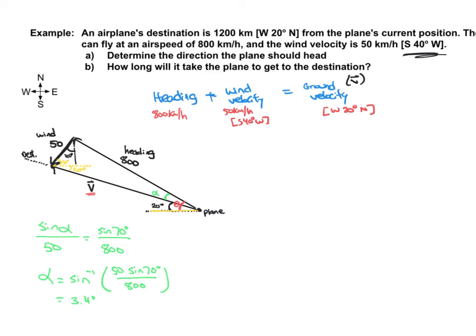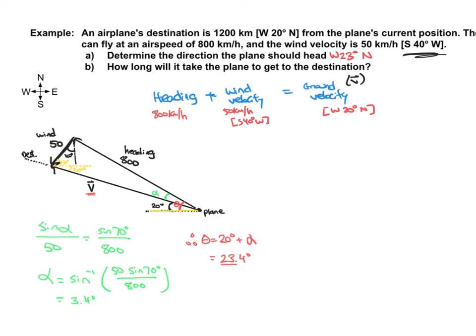And my angle theta that I've labeled in red would simply be 20 degrees plus alpha, which would be 23.4 degrees. We only go to the nearest whole number though. Okay, so that's actually part A answered. The answer is 23 degrees. Or, well, the full answer would be west, 23 degrees north.